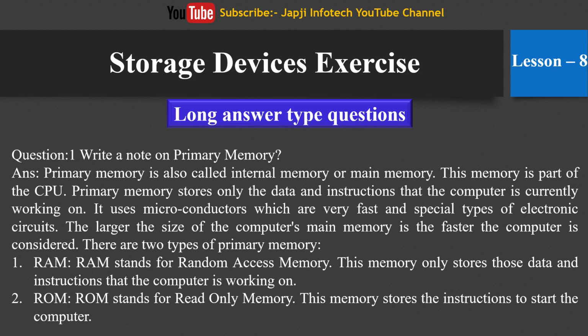There are two types of primary memory. The first one is RAM. RAM stands for random access memory. This memory only stores those data and instructions that the computer is working on. And the second one is ROM. ROM stands for read-only memory. This memory stores the instructions to start the computer.